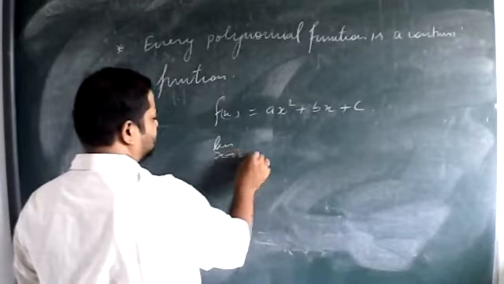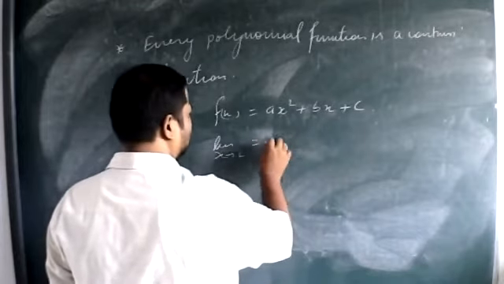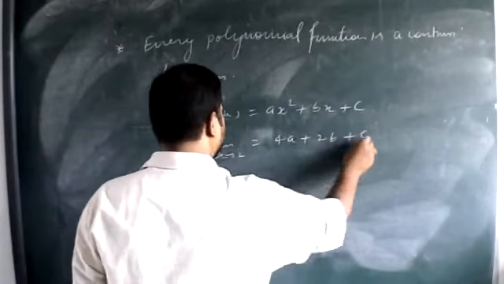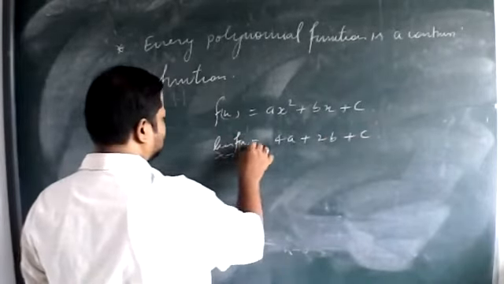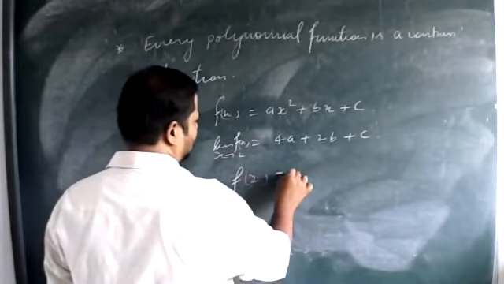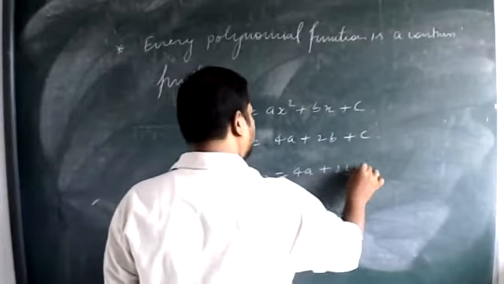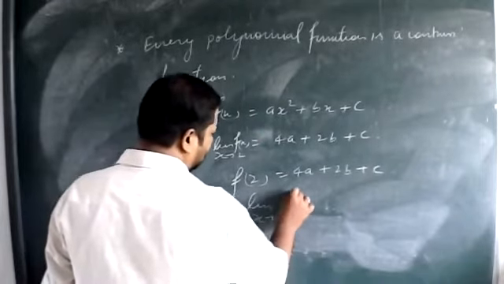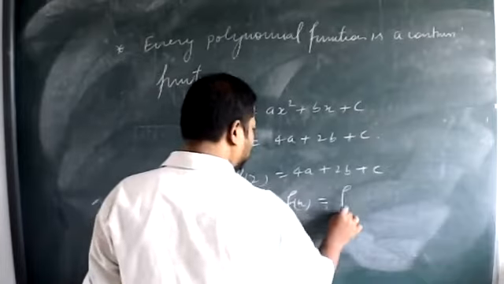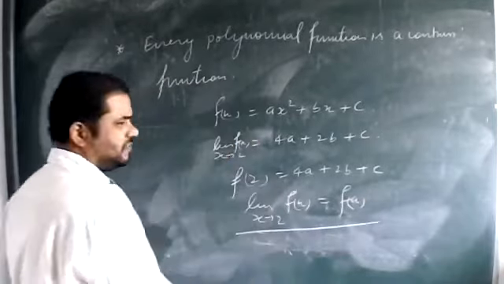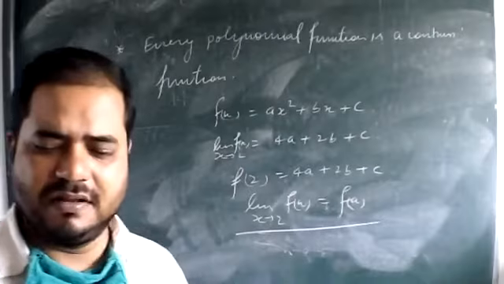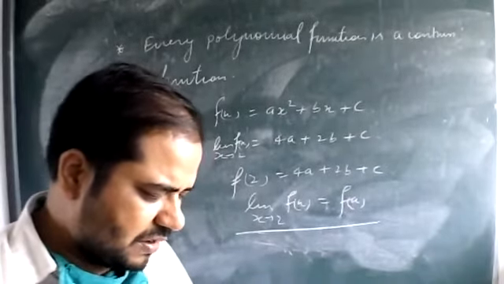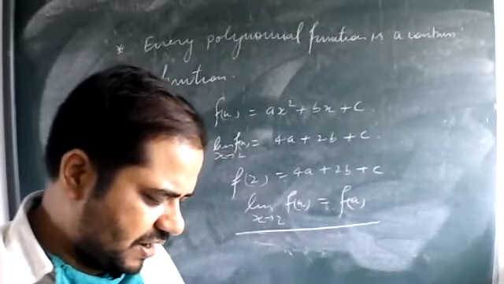This is the polynomial function. As x tends to 2, the limit is 4a plus 2b plus c. And if you find f(2), it is also 4a plus 2b plus c. So what you see here is that the limit as x tends to 2 equals f(2), so it is continuous. Okay, so a polynomial function is a continuous function, and continuous everywhere.